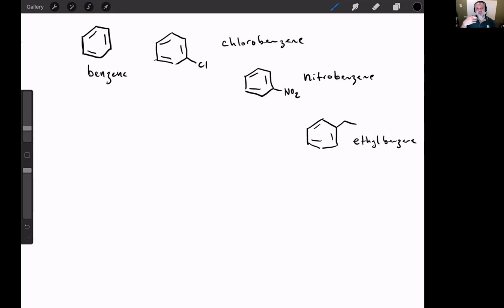Now remember, if there's a chain and the chain is longer than 6 carbons, then it becomes a phenyl substituent. And so that's not the case here, but it could still be a phenyl substituent, just like we showed you guys back in Organic Chemistry 1.